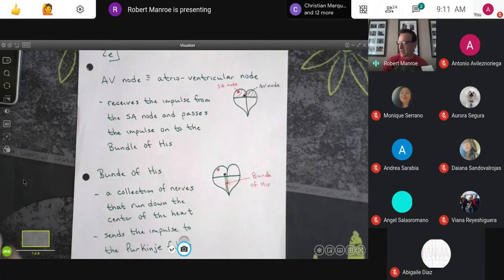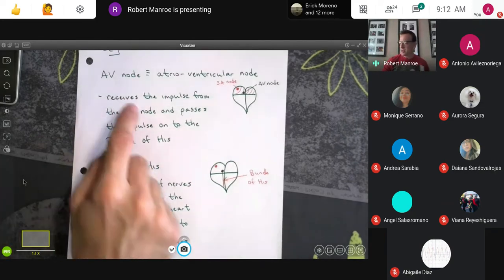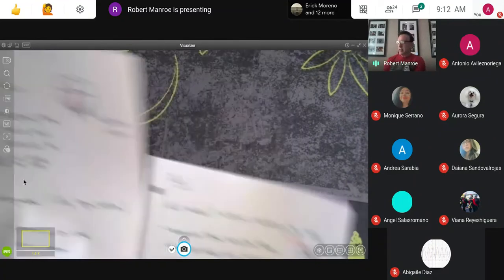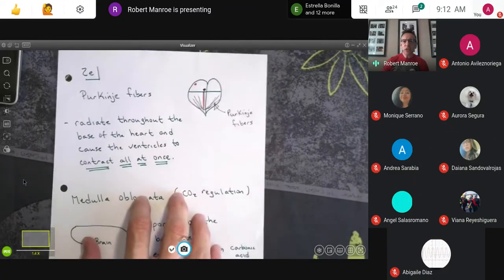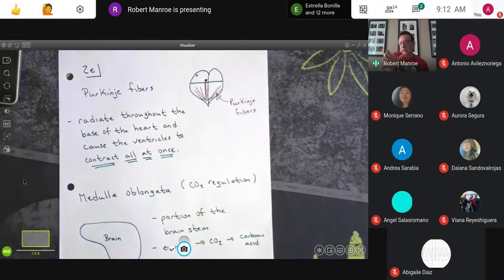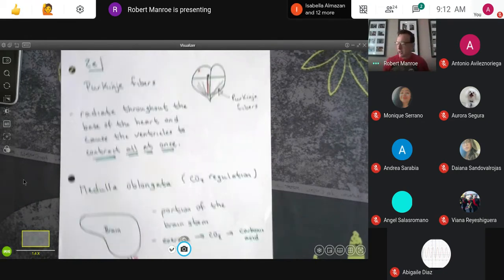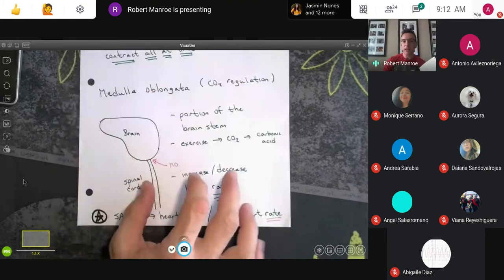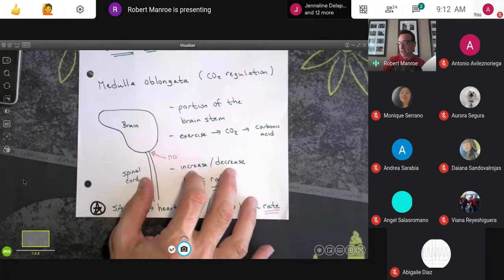All right. So then the AV node transfers the impulse to the bundle of His. The impulse is then transferred to the Purkinje fibers, and the entire bottom half of the heart contracts at once. So the top is a squeeze from right to left. So it's squeeze and then all at once, boom. So lub dub, 1, 2. Okay, so that's heartbeat.